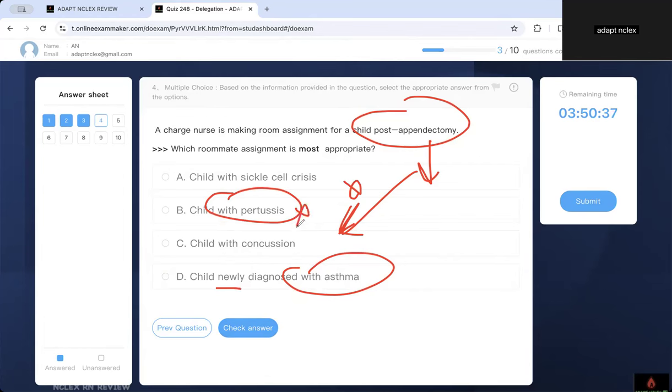This is also an infection that will make the patient sick. Sickle cell crisis, they're more likely to get sick easily because their spleen doesn't work. There is a concept associated with them. They're more likely to get infection.